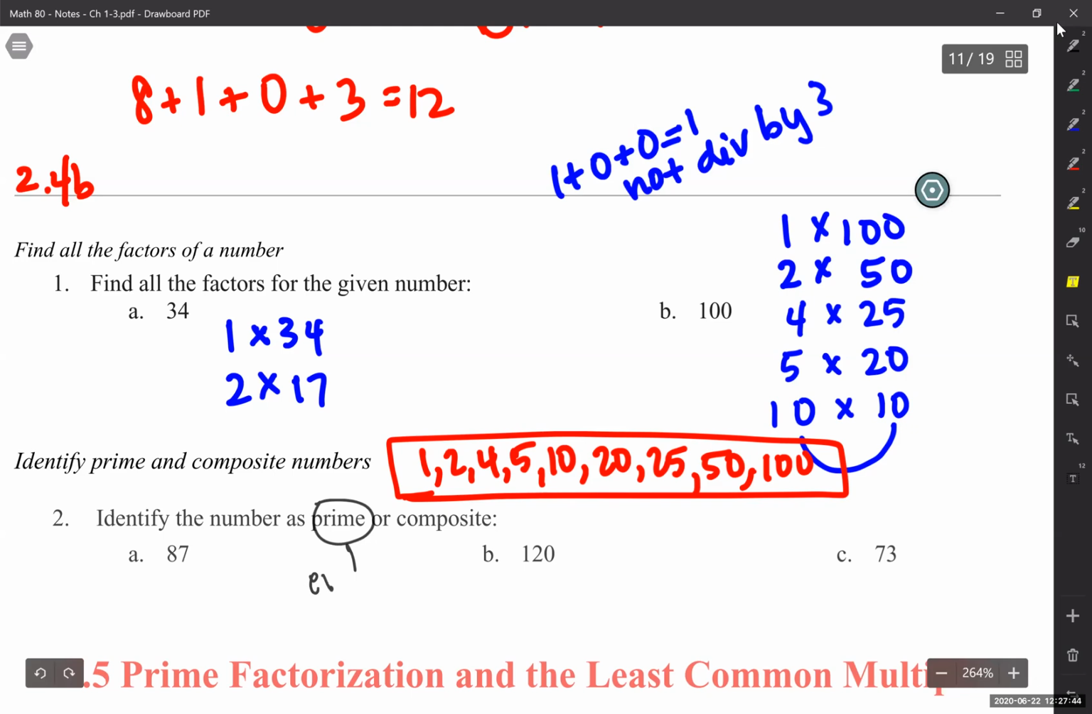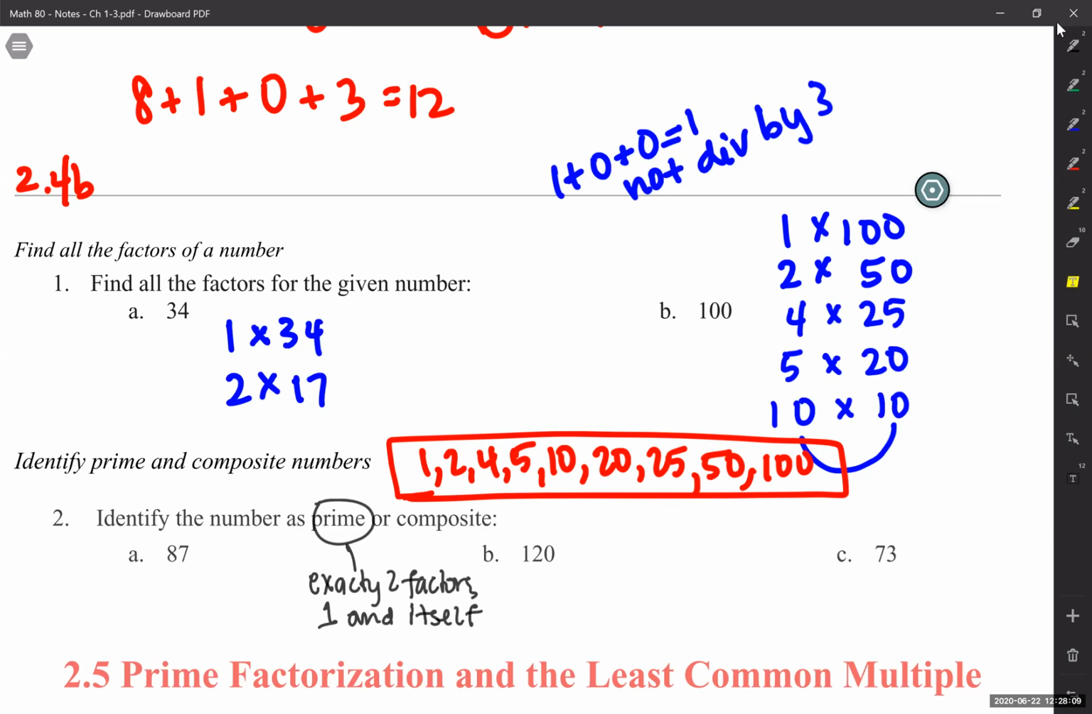Prime numbers have exactly 2 factors: 1 and itself. So what that means is if I looked at all the ways to multiply that number, I could only find 2 factors, 1 and itself.